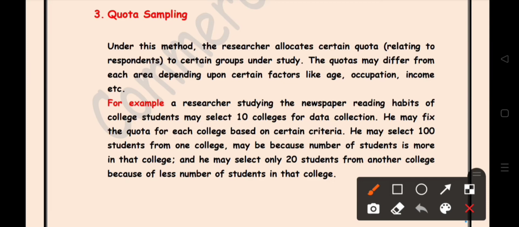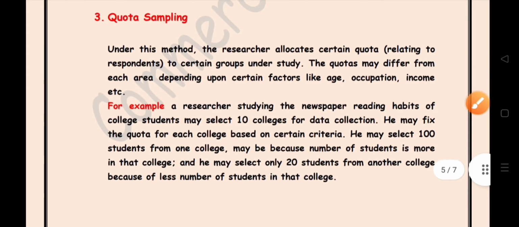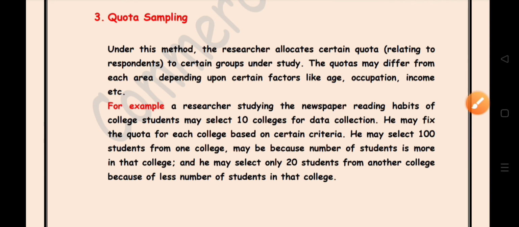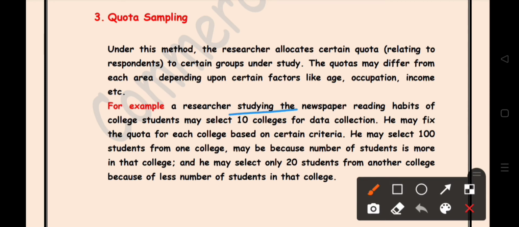On that also they will keep some seats reserved for women candidates, or some for physically disabled people. So that particular quota may differ from college to college, or maybe from university to university. On this basis the researcher will fix a quota according to his need or according to his study. For example, a researcher studying the newspaper reading habit of college students may select 10 colleges for the data collection. He may fix the quota for each college based on certain criteria.